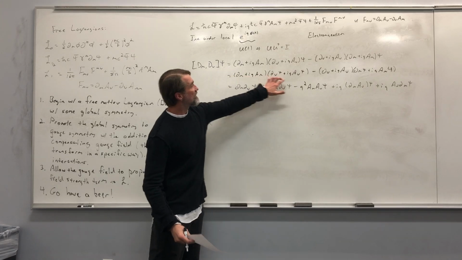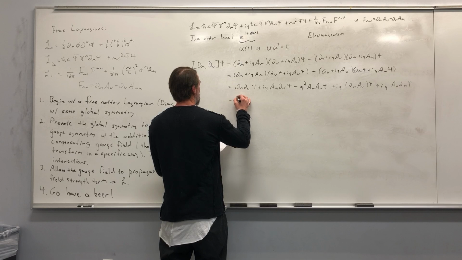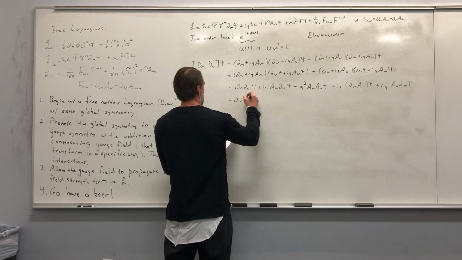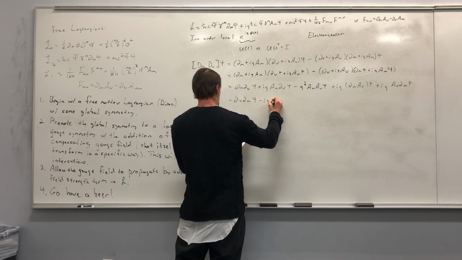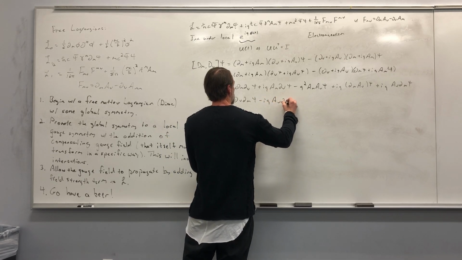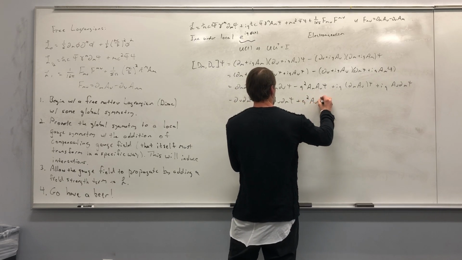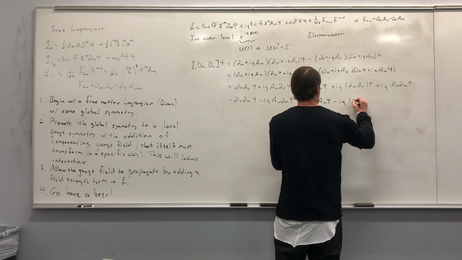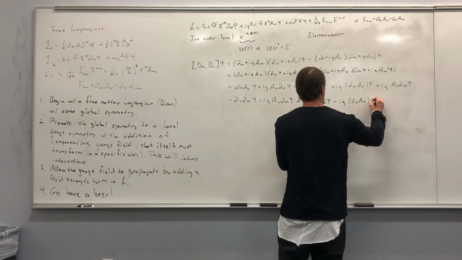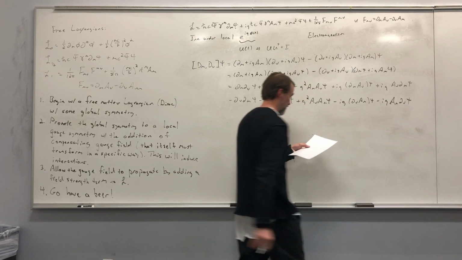That's what I get from these terms, and then I'm going to write down what I get from those terms. I'm going to get minus d nu psi minus iq a mu d nu psi plus q squared a mu psi minus iq d nu a mu psi minus iq a mu d nu psi.